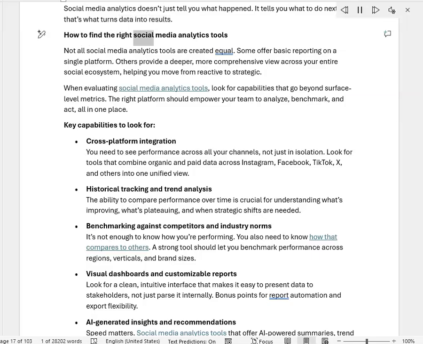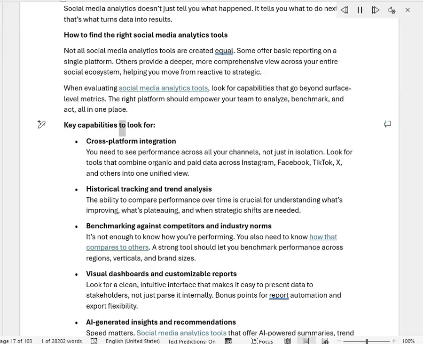How to find the right social media analytics tools. Not all social media analytics tools are created equal. Some offer basic reporting on a single platform. Others provide a deeper, more comprehensive view across your entire social ecosystem, helping you move from reactive to strategic. When evaluating social media analytics tools, look for capabilities that go beyond surface-level metrics. The right platform should empower your team to analyze, benchmark, and act, all in one place.